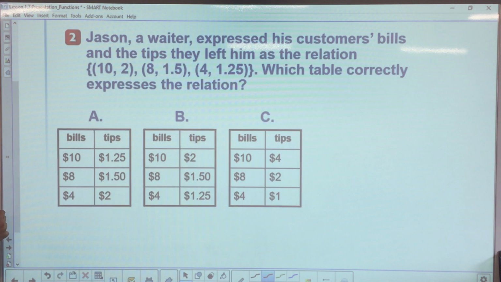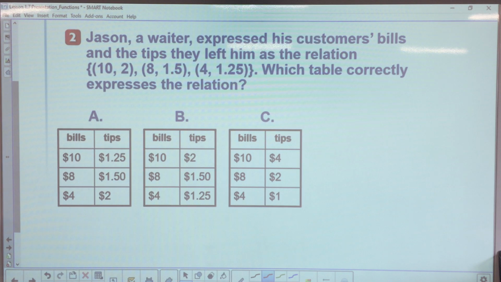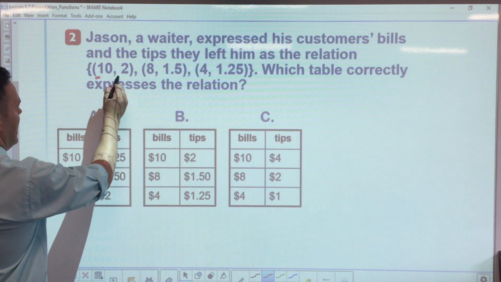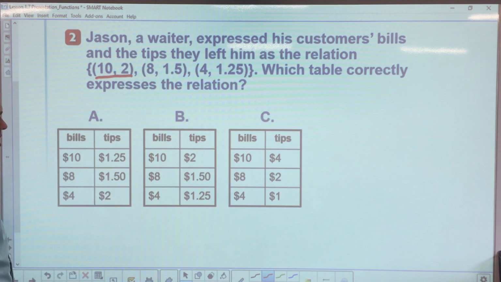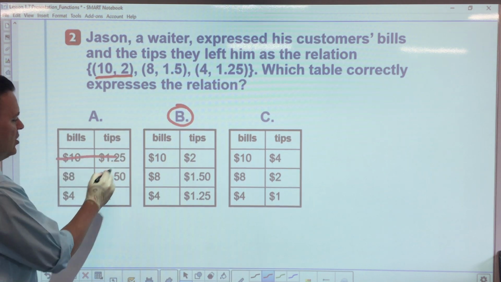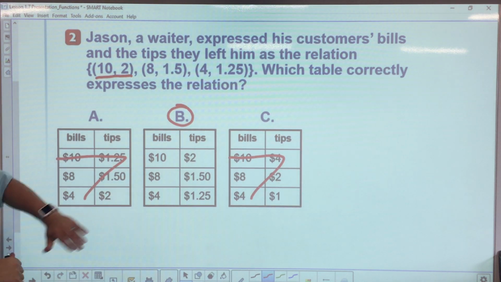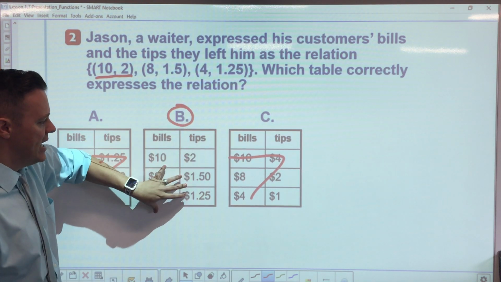Jason, a waiter, gets his tips. He expresses it on a chart, okay? And the relation, let me know which one is correct. All right, this one's pretty simple, ladies and gentlemen. When you look at it, your first point is 10, 2. Where's the only table that is 10, 2? 10, 1.2, no, and no. So please make sure you understand that at a table, okay, that this is it.